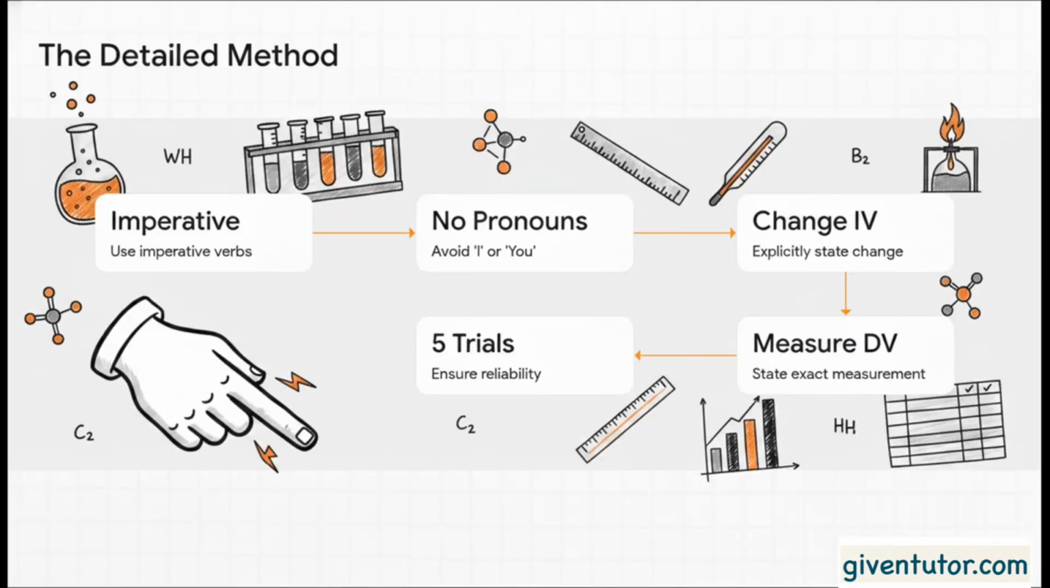And for strand 4, when writing your step-by-step method, I want you to channel your inner bossy scientist. Seriously, use clear imperative verbs like measure, place, or ignite. Completely drop those personal pronouns like I or you. You want to explicitly state how you're going to manipulate the independent variable, exactly how you'll measure the dependent variable, and always, always include at least 5 trials to make sure your data is highly reliable.